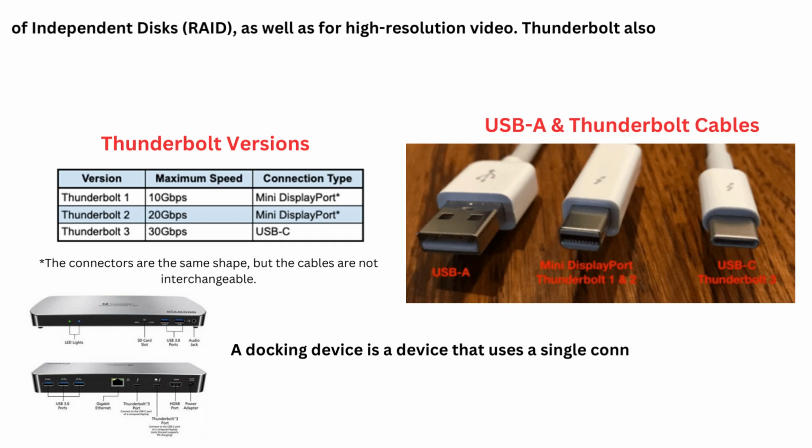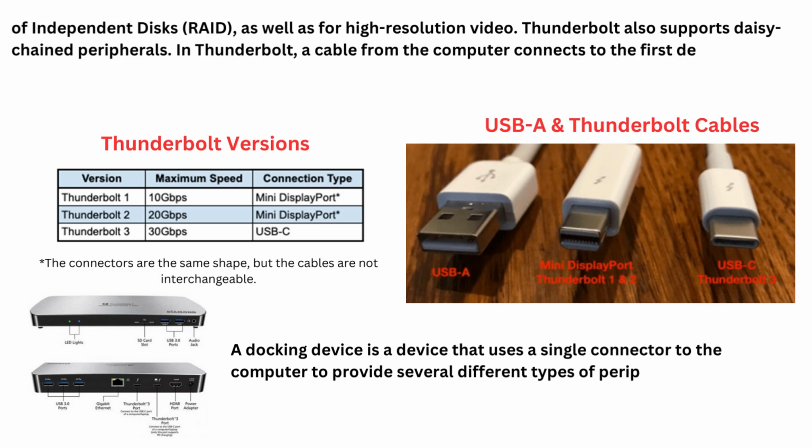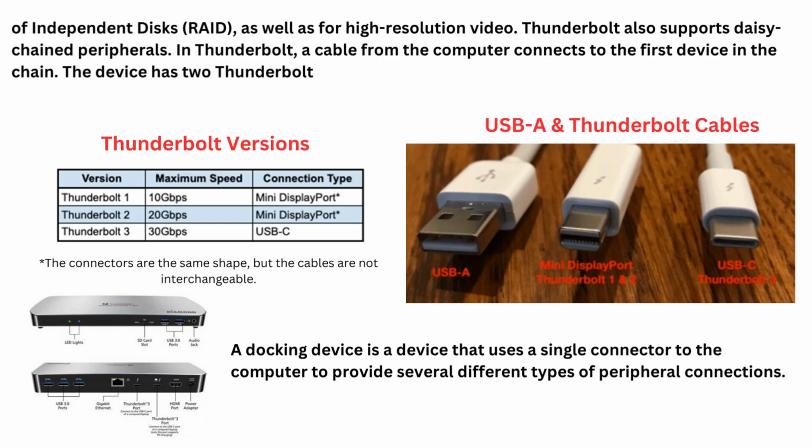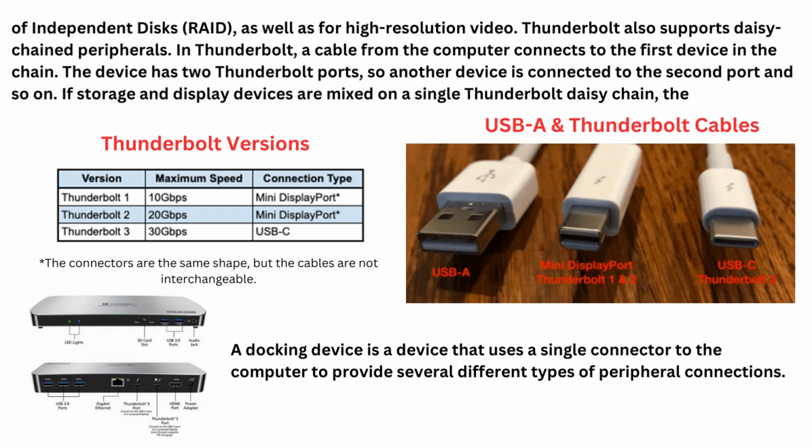Thunderbolt also supports daisy-chained peripherals. In Thunderbolt, a cable from the computer connects to the first device in the chain. The device has 2 Thunderbolt ports, so another device is connected to the second port and so on. If storage and display devices are mixed on a single Thunderbolt daisy chain, the display needs to be the last device. A docking device is a device that uses a single connector to the computer to provide several different types of peripheral connections.